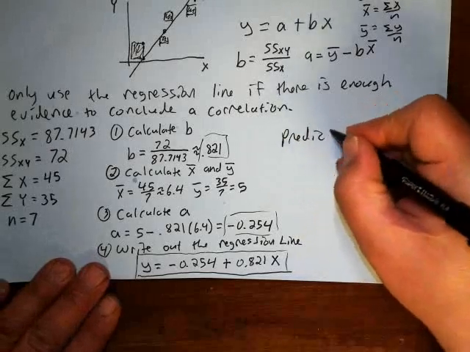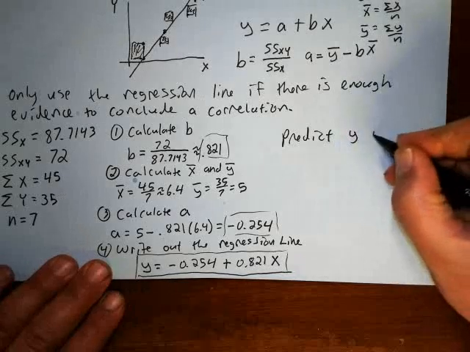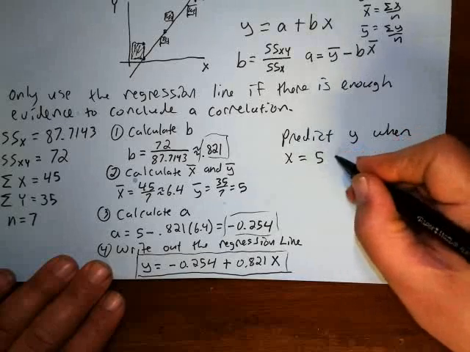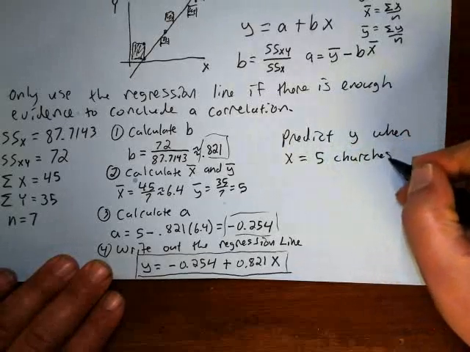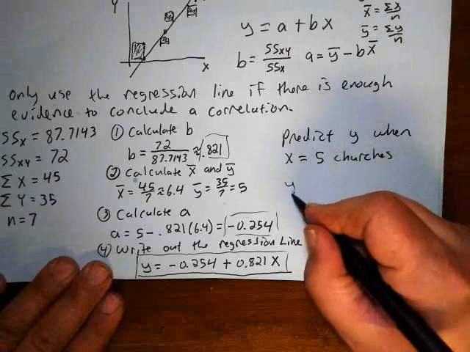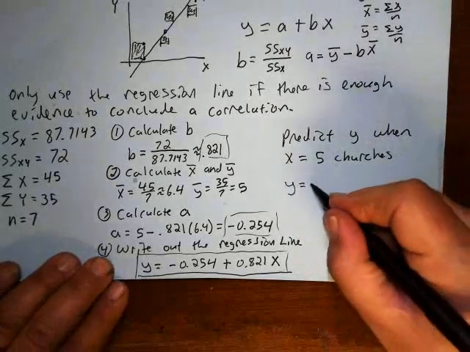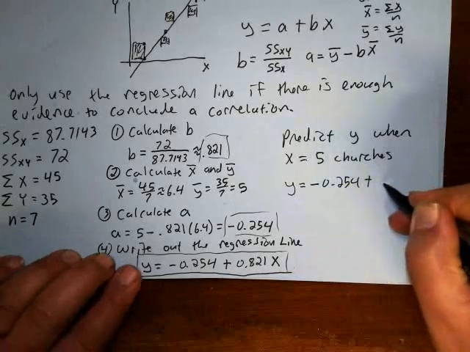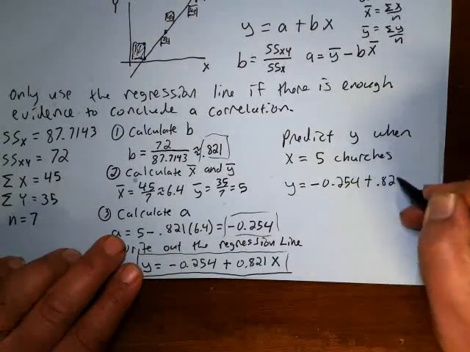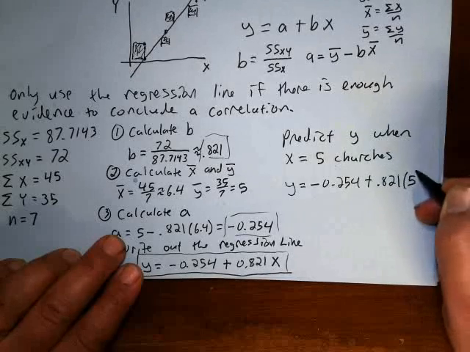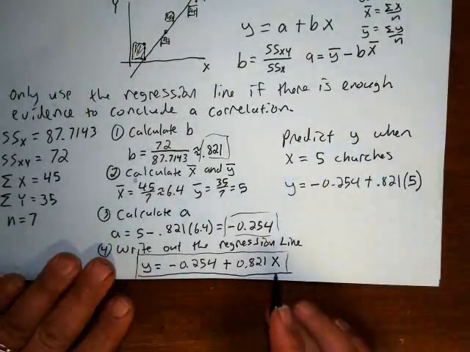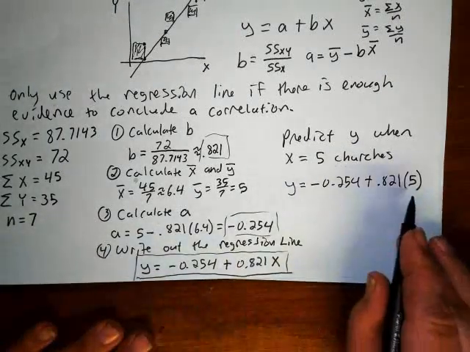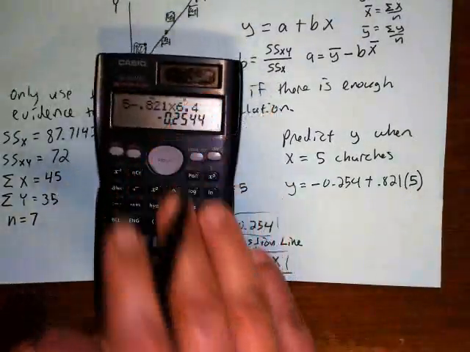Predict y when x equals 5 churches. And y would be the number of crimes, right? Average number of crimes per week. So I would do negative 0.254 plus 0.821 times 5. What I'm doing is plugging the 5 in for x, and then calculating what my y would be. So it's just a matter of plugging it in and then calculating your y.